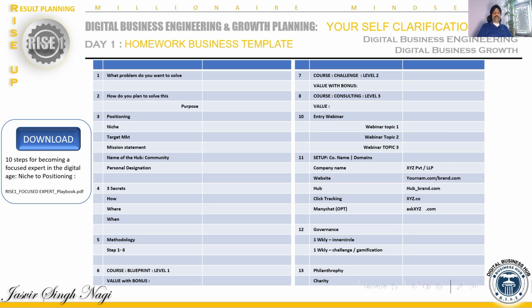This will help you with the positioning that you want for yourself. That positioning would mean what the niche is, what the target market is, your mission statement, the name of the community you want to build, and the personal designation you want to give yourself. Continuing with the example I gave you, the niche in this case would be that you're trying to solve through yoga and nutritional activities to find solutions for left arm pain for people between 30 and 40. That 30 to 40 is your target market.